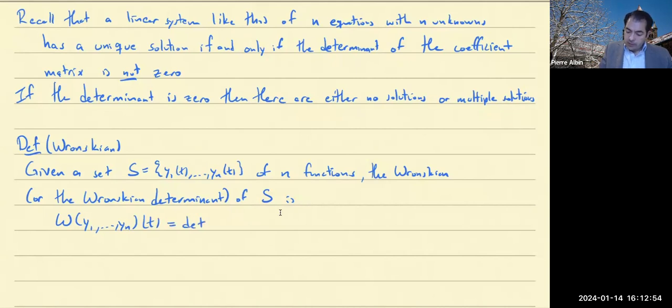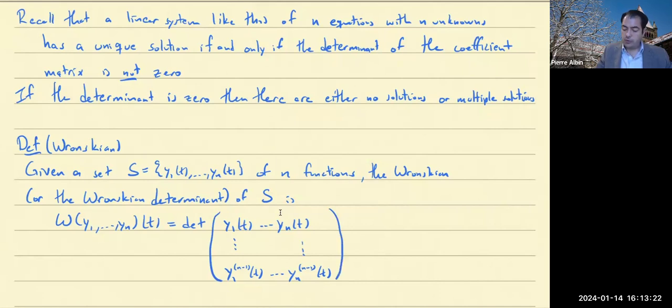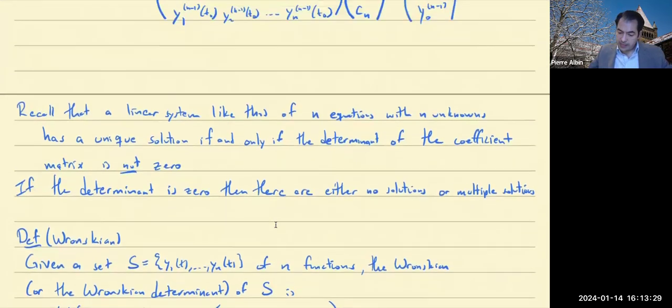It's the determinant of this matrix, the coefficient matrix that we had above. So you have the first row, you just put all of the functions evaluated at t, right? And then successive rows, you take derivatives until the last row, you're taking n-1 derivatives of each of the functions. So you take the determinant of that matrix. Okay, so wonderful. So let me scroll back.